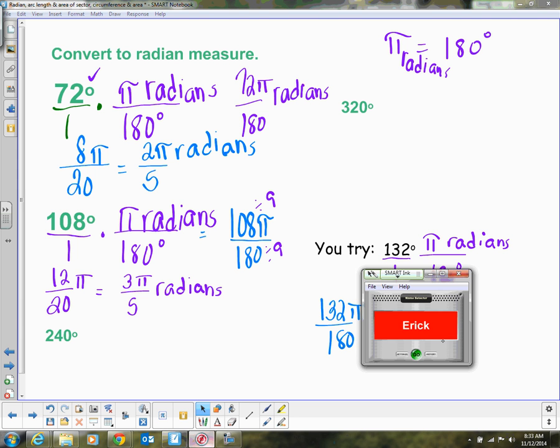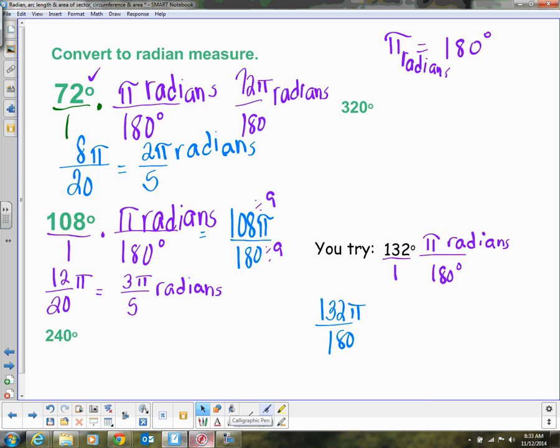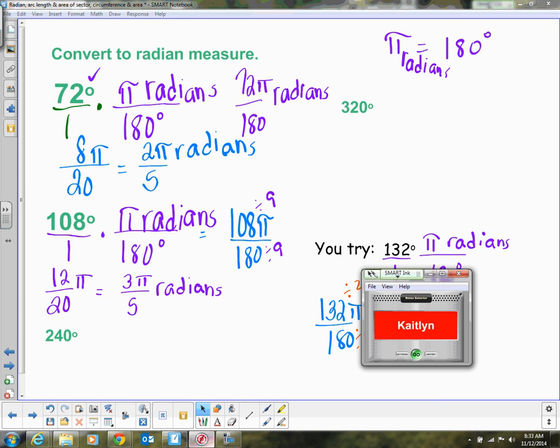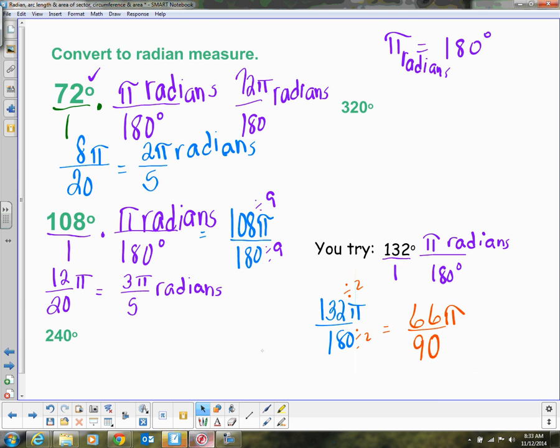Eric? No. All right, Caitlin, what are we going to do? Divide by 2. So this is going to be 66 over 90. Okay, and now I think that simplifies more. All right, we're going to, let's see. Stephanie, what are we going to do next?